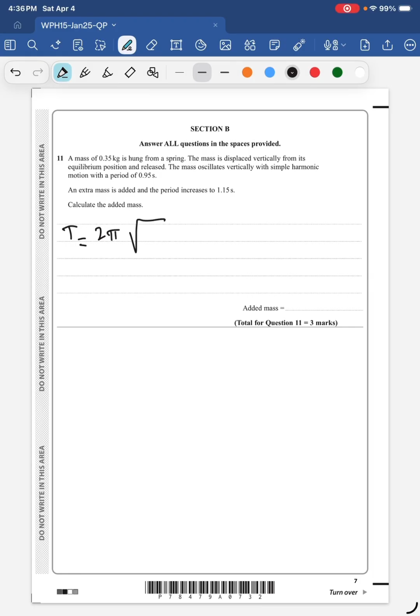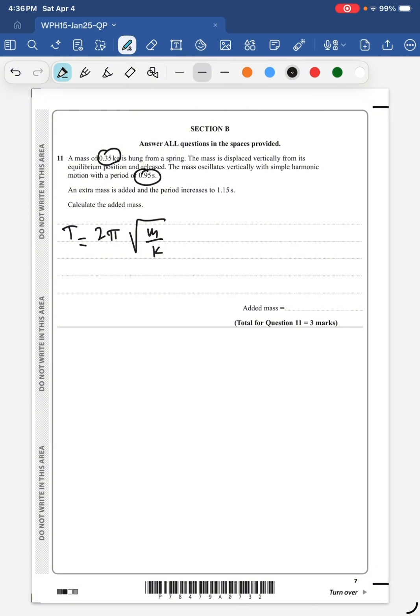Okay, so we know that the period for an oscillating mass on a spring is 2 pi times the square root of m over k, right? So we can use this twice, okay? The first time we will use it with the mass hung from the spring and oscillating with a period of 0.95 seconds. And this will give us k because we are not given k, right?